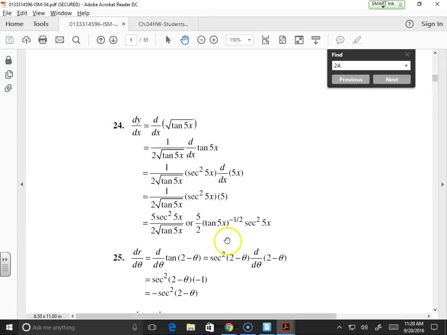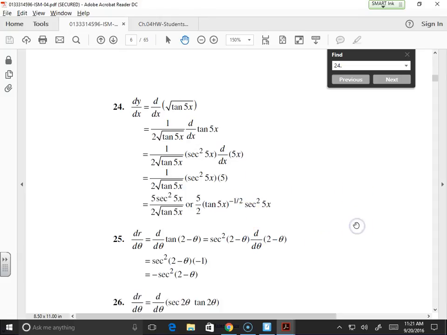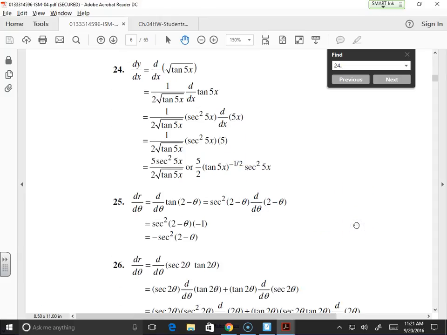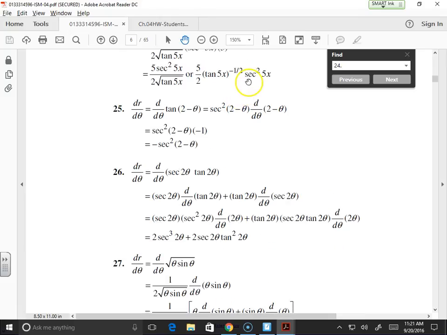Yes. Final answer. Woo! 2 options. One says negative 1/2 x squared, and the other one says, hey, use a square root in the top. Yay. 5 secant squared of 5x all over 2 square root of tangent 5x, or something comparable. Comparable. Ooh, nice word. Okay. You can still see the answer kind of peeking up here.